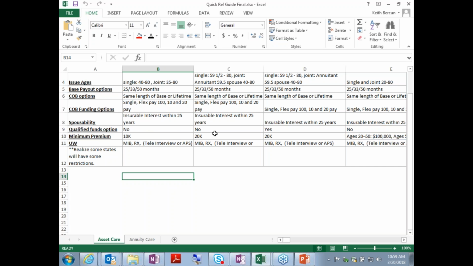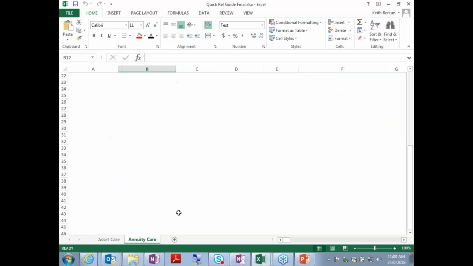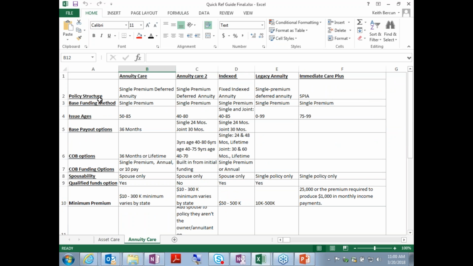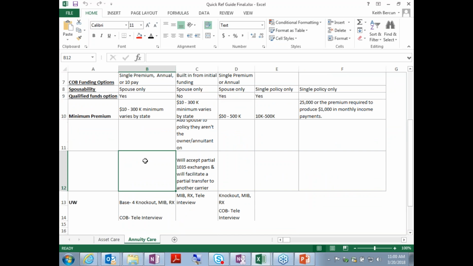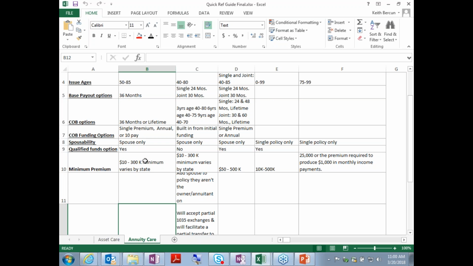Will it take qualified money? None of these do, of course, except AssetCare 3. What's the minimum premium? And what's the underwriting? And we'll talk about that a little next week as well. And that shows you for the AssetCare. Down here on the Annuity Care products, it shows you this as well. What's the policy structure? How do you fund it? What are the issue ages? I mean, this thing is just really, really handy as you start writing with us.